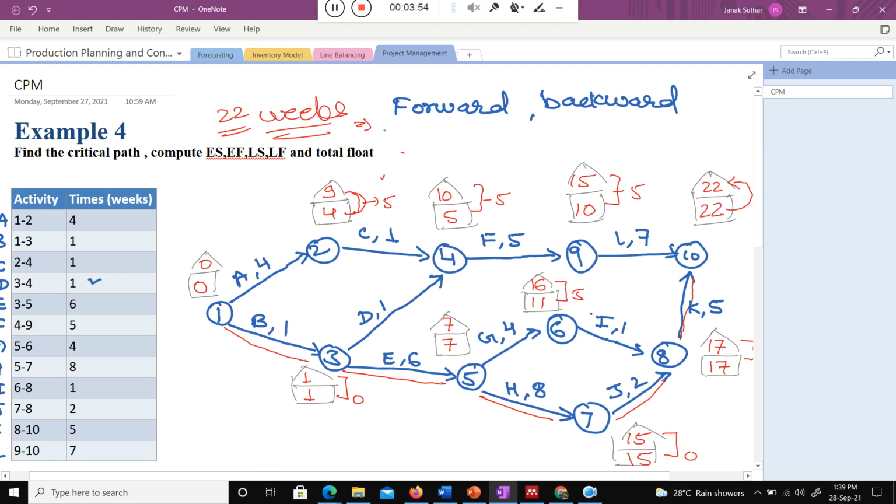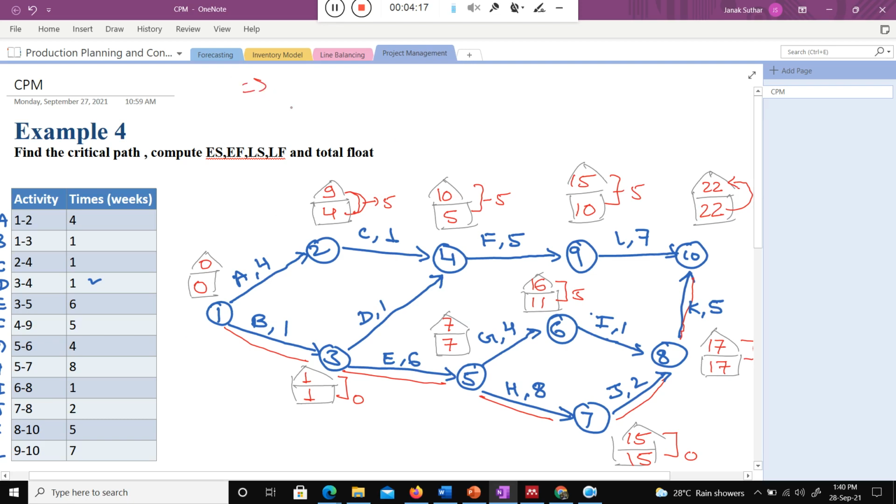I will write here, 1 to 2. Just wait, I will erase all this part. I will quickly try to complete all the things. Just wait. One path is available. You can write here, path available: 1 to 2, 2 to 4, 4 to 9, 9 to 10.